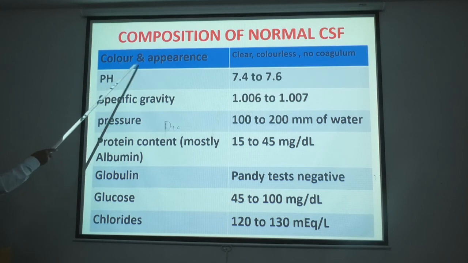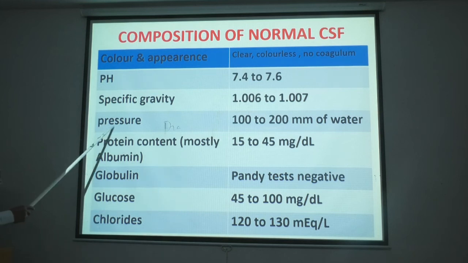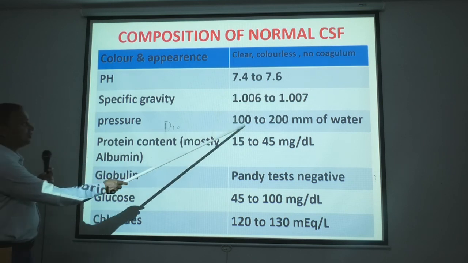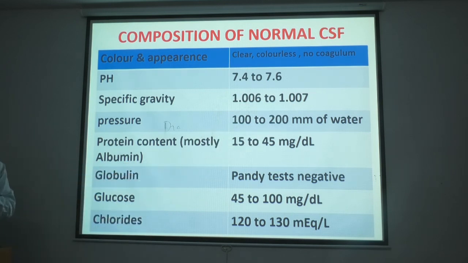First, the color and appearance: it should be clear and colorless, with no coagulant and no turbidity. What is the pH? The pH of CSF will be 7.4 to 7.6. Specific gravity will be 1.006 to 1.007. And what is the CSF pressure? This is very important. It is 100 to 200 mm of water.